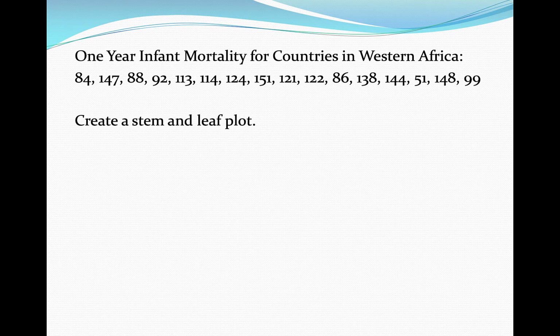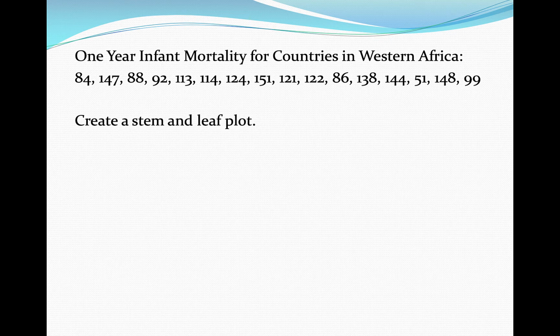So for example, in this data set, that first data point is 84. For our purposes, we will always just make the ones place the leaf. So since that data value is 84, that would mean 4 would be the leaf, which means the 8 is the stem, and we're going to break it up in that way whenever we create the graph. The next data point is 147, which means the leaf is 7 and the stem is 14.